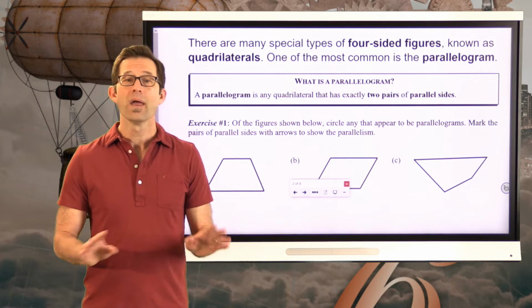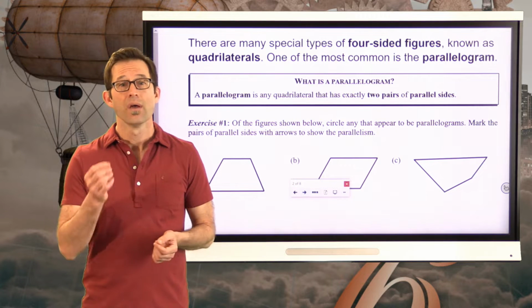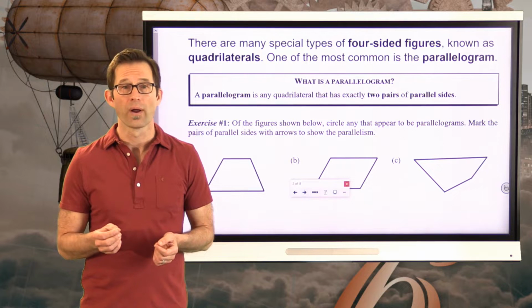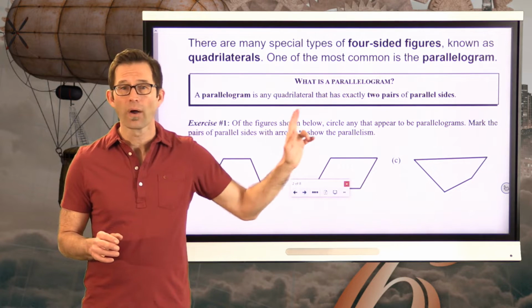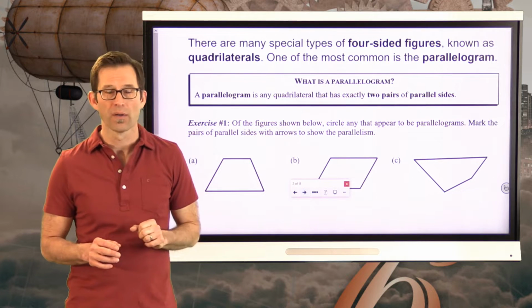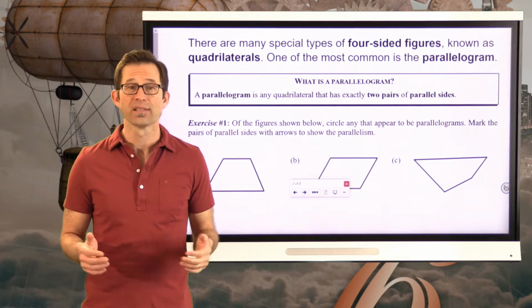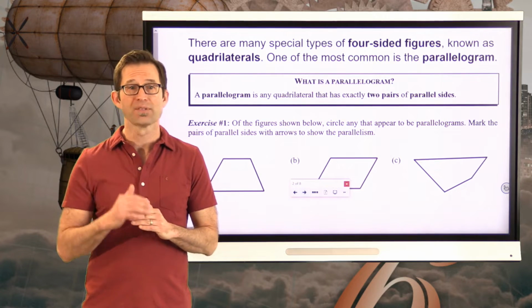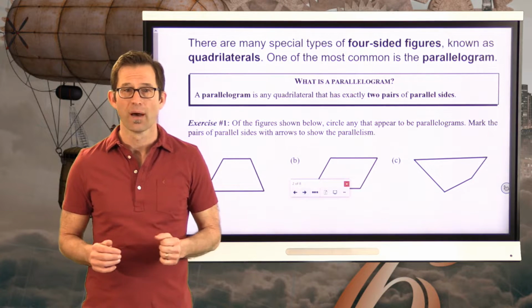Many different special types of four-sided figures are known as quadrilaterals. One of the most important is a parallelogram. So what is a parallelogram? A parallelogram is any quadrilateral that has exactly two pairs of parallel sides. It must have exactly two pairs of parallel sides. And those sides have to be opposite each other on opposite sides of the quadrilateral, otherwise they would intersect if they were sitting beside each other.